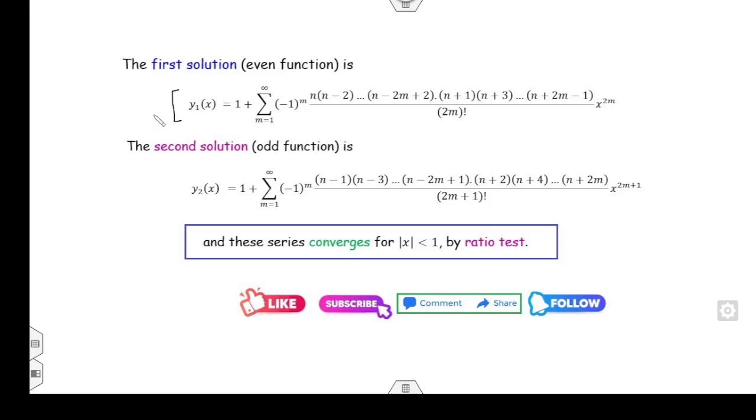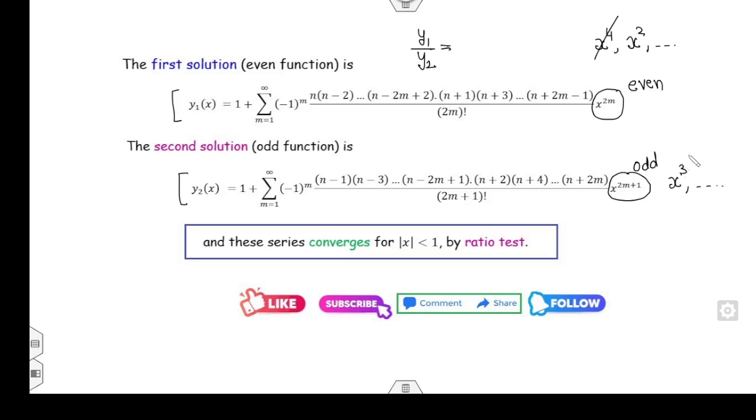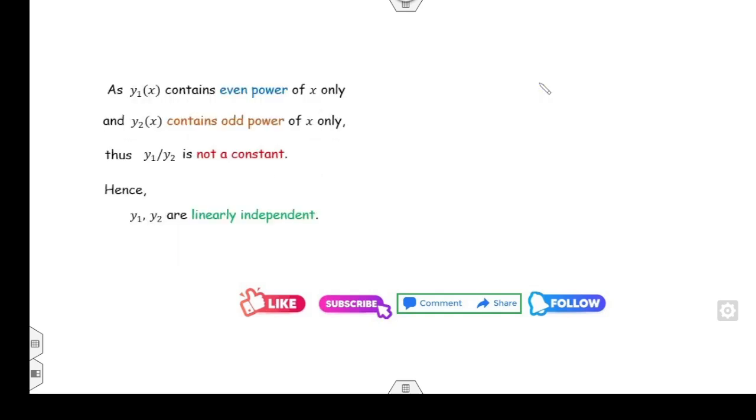Now because y1 and y2, clearly y1 involves even powers, like x to the power 4, x to the power 2 and so on, while y2 involves odd powers like x cube, x and so on. But if you take the ratio, what will happen? x4 will cancel with x cube, but it must be a function of x. So that must be a function of x, which implies not constant. So if this is not constant, that implies y1 and y2 are linearly independent.